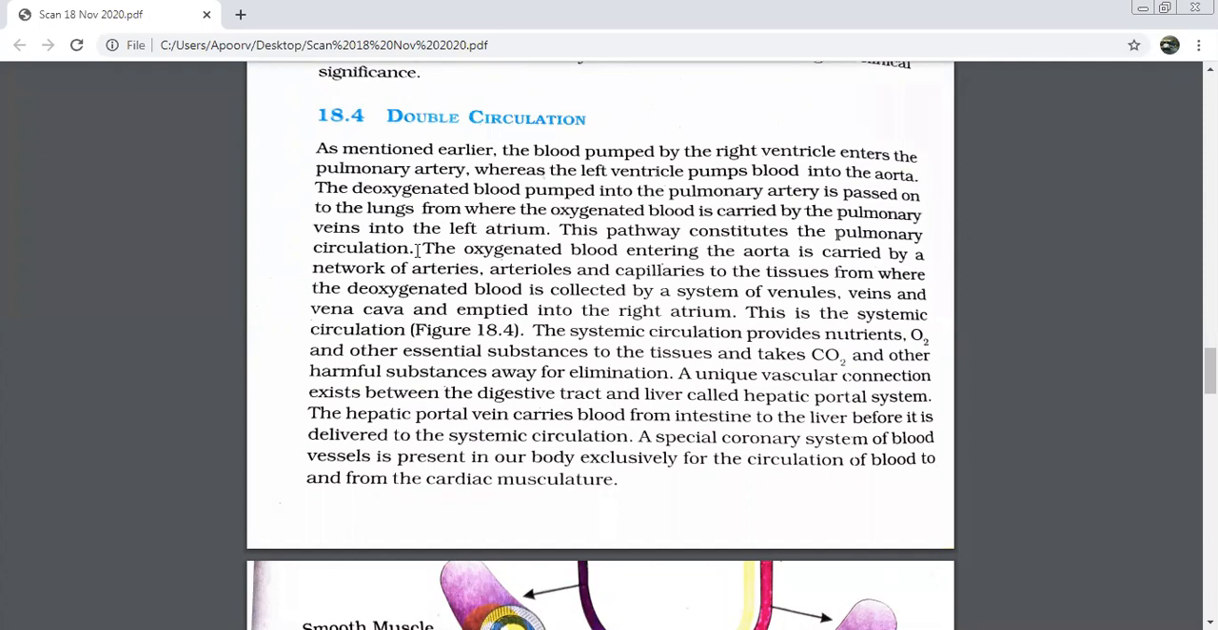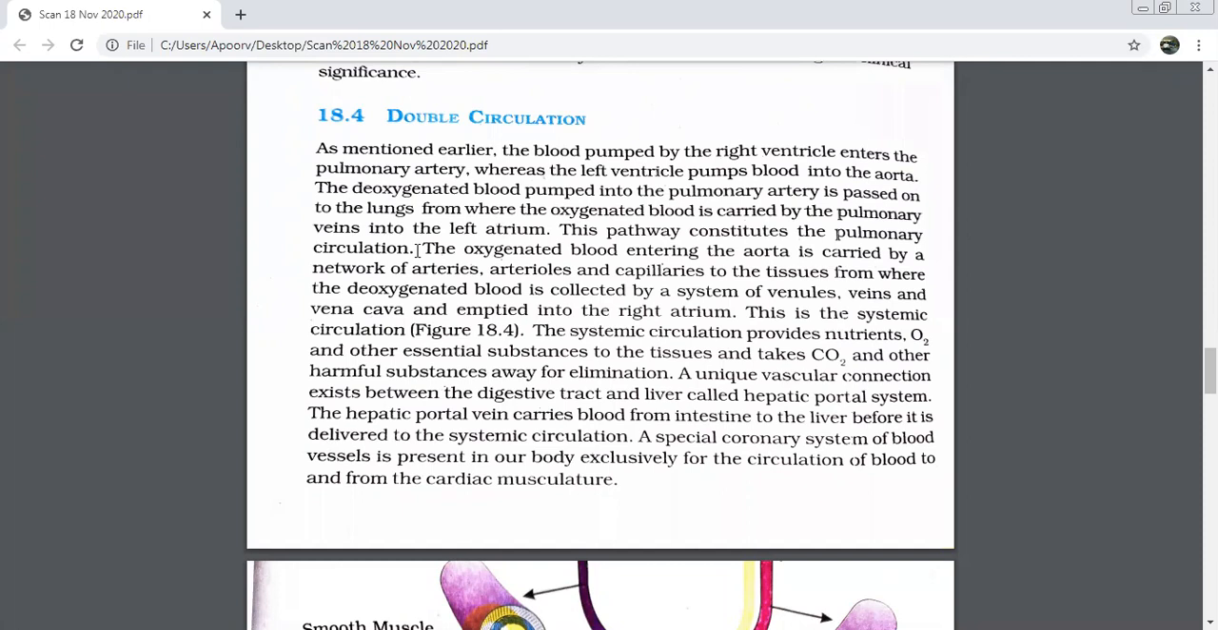Systemic circulation is very important because it gives nutrients and oxygen, and it takes away carbon dioxide and harmful substances. What are the two things which systemic circulation provides? Nutrients and oxygen. And it takes two things from the tissues. What are the two things it takes from the tissues? CO2 and harmful substances. So this is systemic circulation. It is very important for the body because it is giving oxygen and nutrition and it is taking away harmful substances and carbon dioxide.